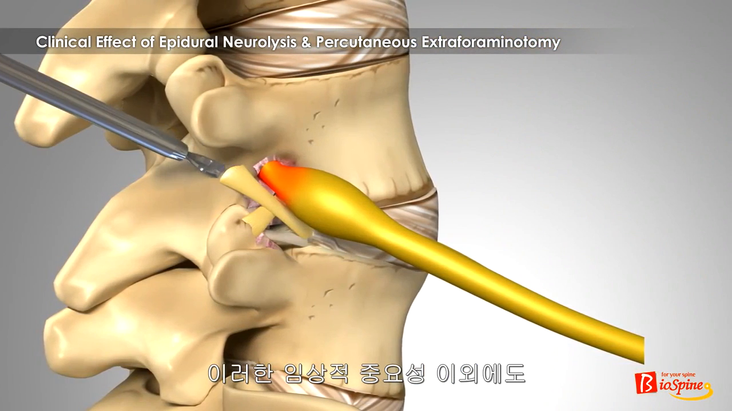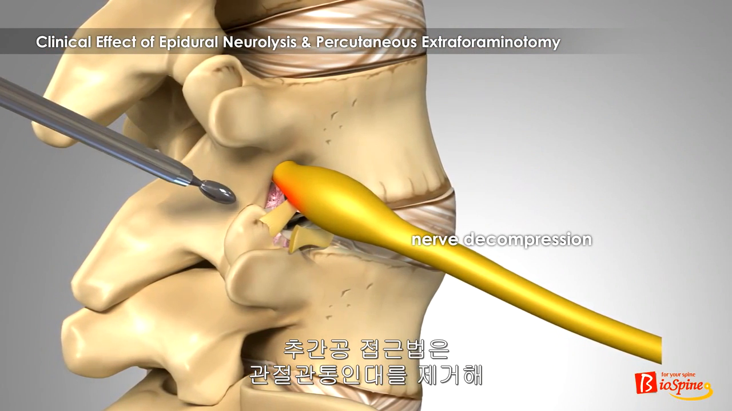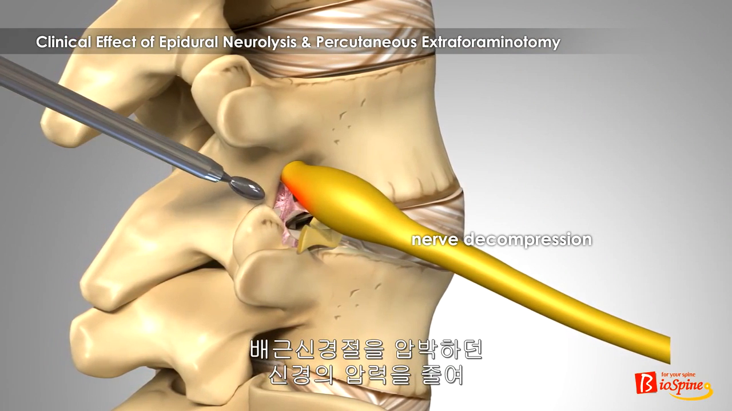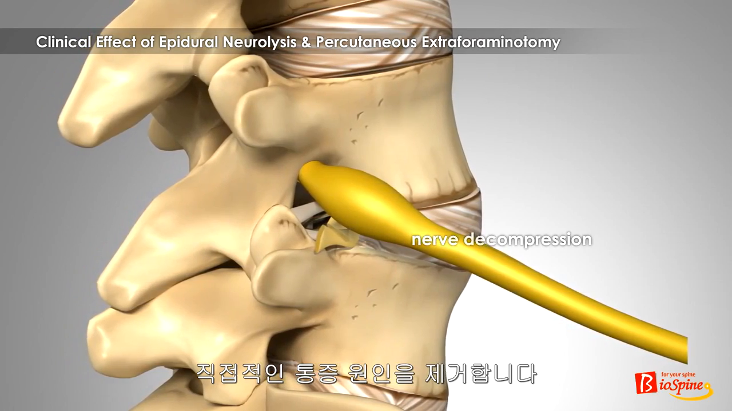In addition to this clinical significance, transforaminal approach eliminates the direct cause of pain through the nerve decompression by resecting the transarticular ligaments entrapping the DRG, dorsal root ganglion.